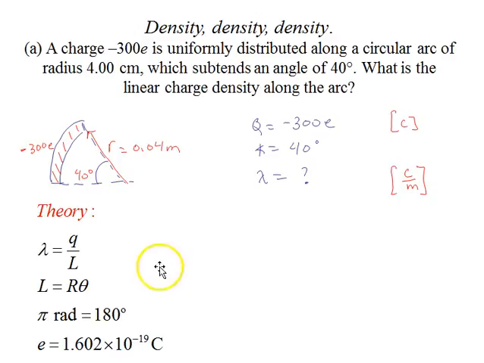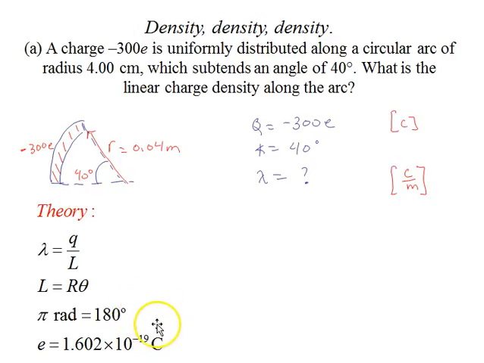Well, we can use our theory. Linear charge density is charge per unit length. The length we need here is arc length. So our arc length formula is r theta, where theta needs to be in radians. Our SI unit for angle is radians. We have pi radians is equal to 180 degrees.